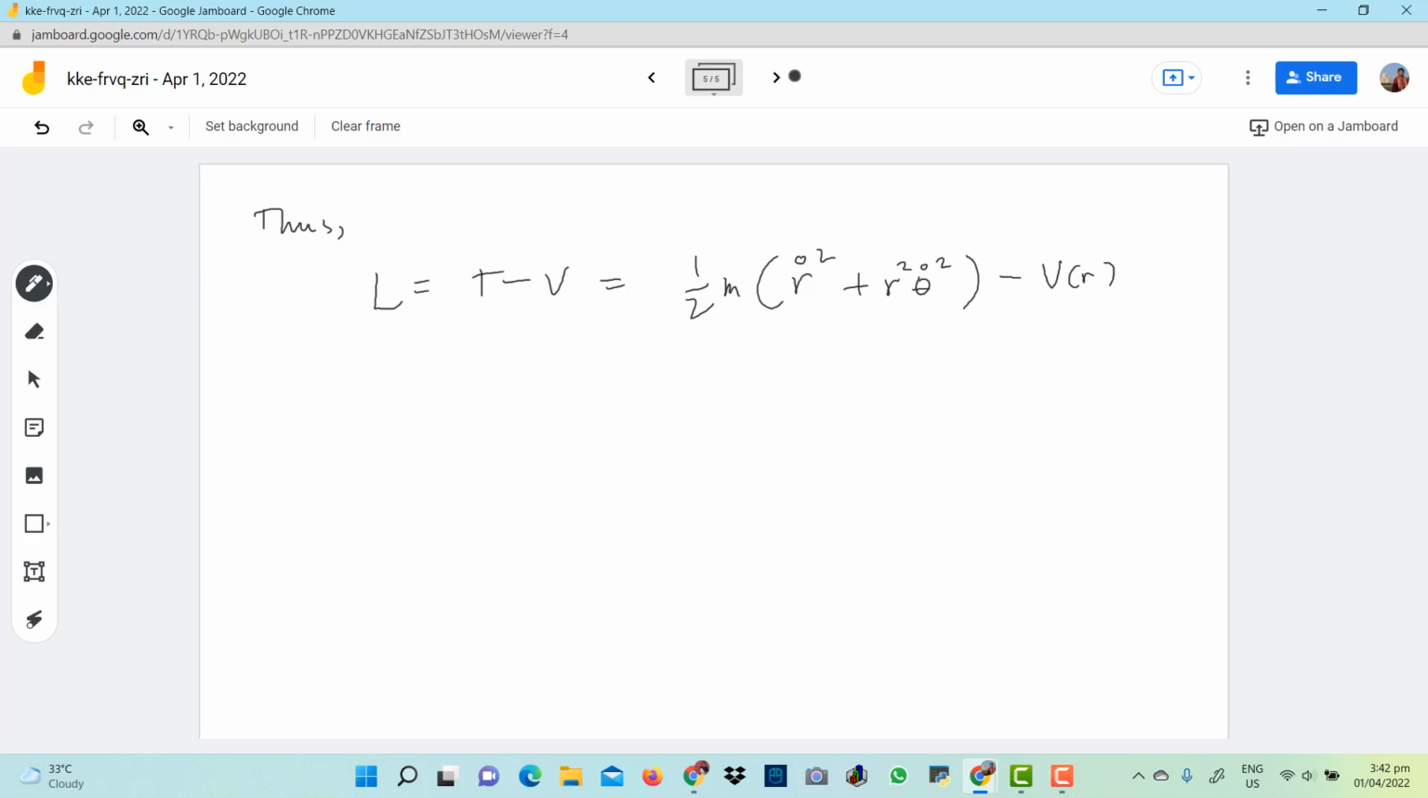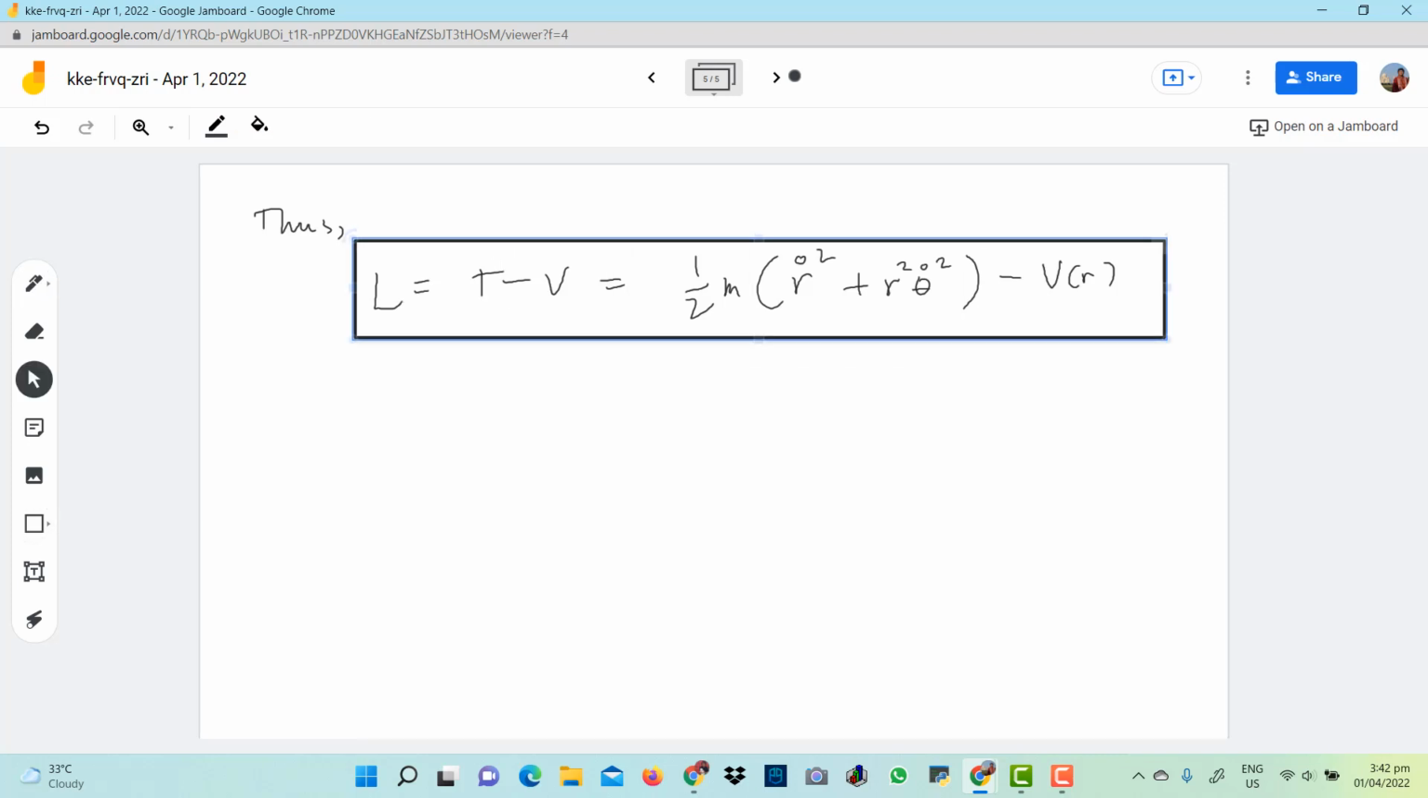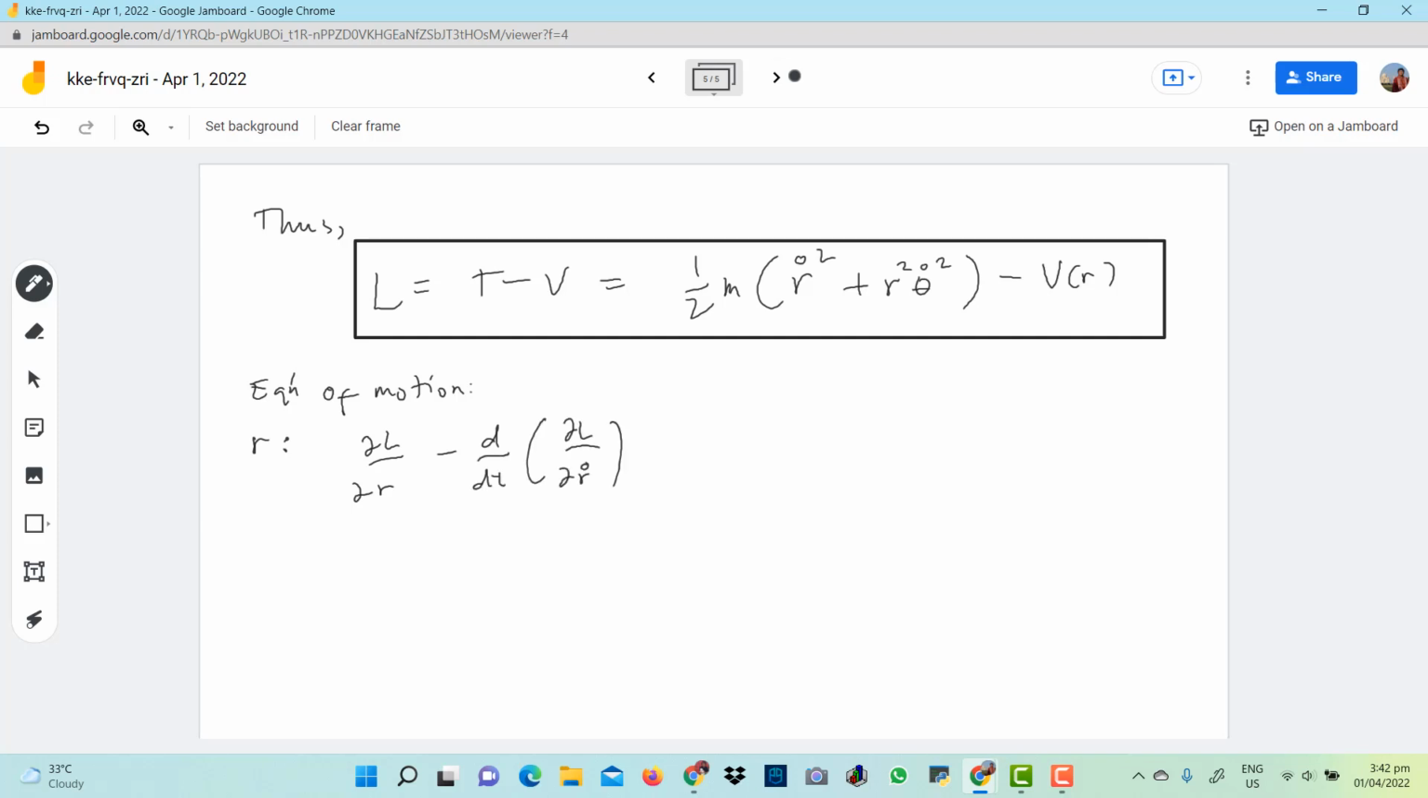So now that I have L, I can get the equation of motion. With respect to R, the equation of motion becomes this: partial L partial R minus d/dt of partial L partial R dot equals 0. So, partial L with respect to R, what is it? Partial L with respect to R.